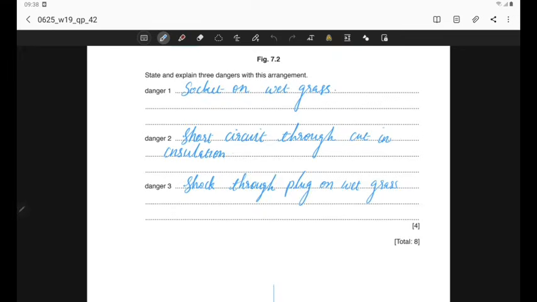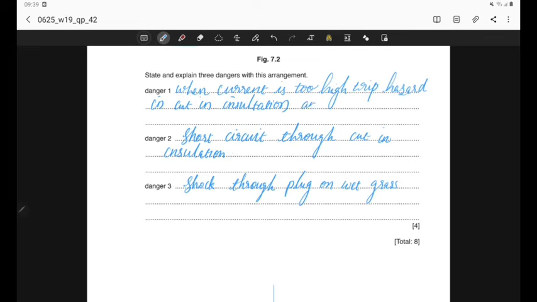Since it is a 4 mark question, we need to write 4 points. So first point written, danger 1, it's incomplete. When the current is too high, a trip hazard can occur in the cut in insulation. We have seen there is one small cut in the insulation. And when the socket is on the wet grass.